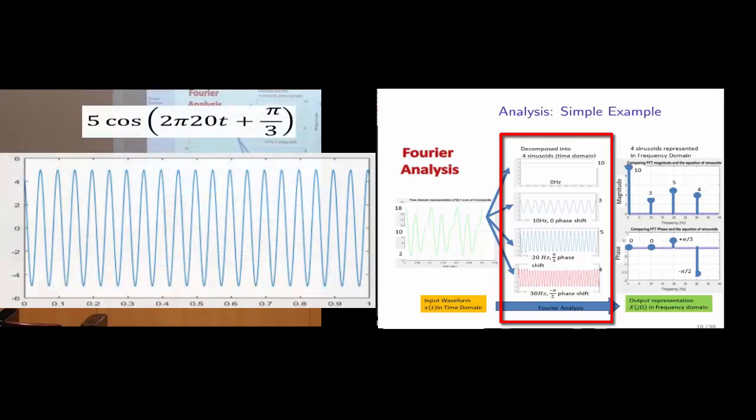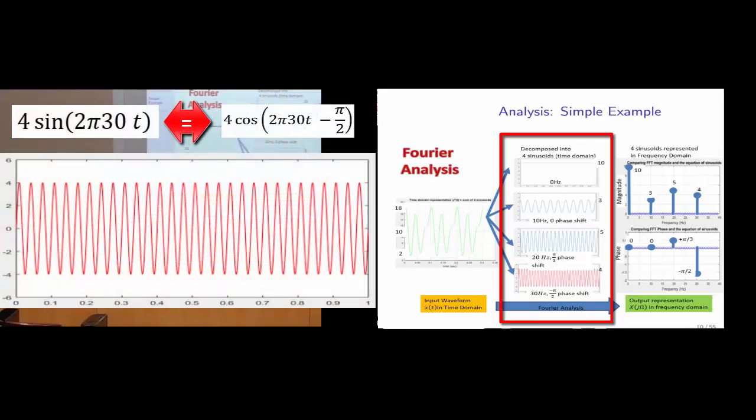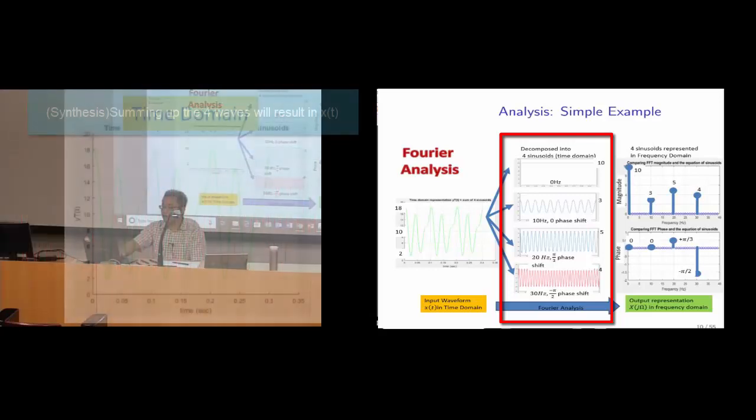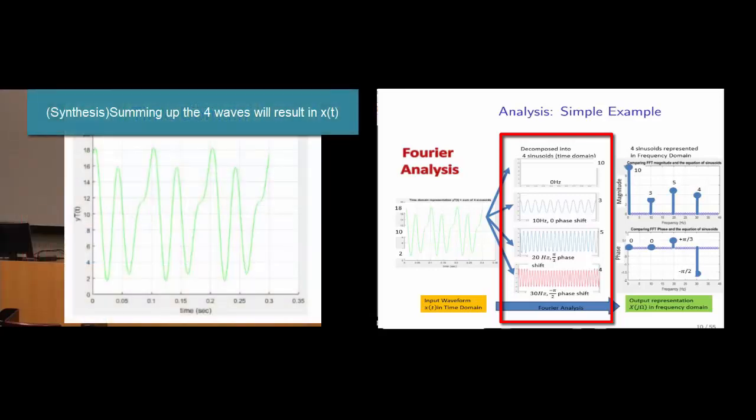The third one is a cosine at 20 Hertz with a phase shift of pi over 3 and an amplitude of 5. And the last one is a sinusoid, a sine, but here I explicitly write it as a cosine with 30 Hertz and a phase shift of minus pi over 2 and an amplitude of 4. So these four are the components of this. In other words, if I add these four up, you will become this guy.